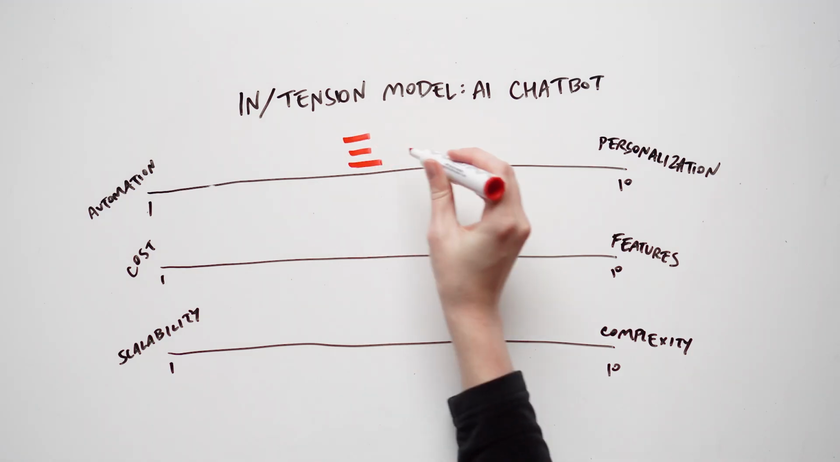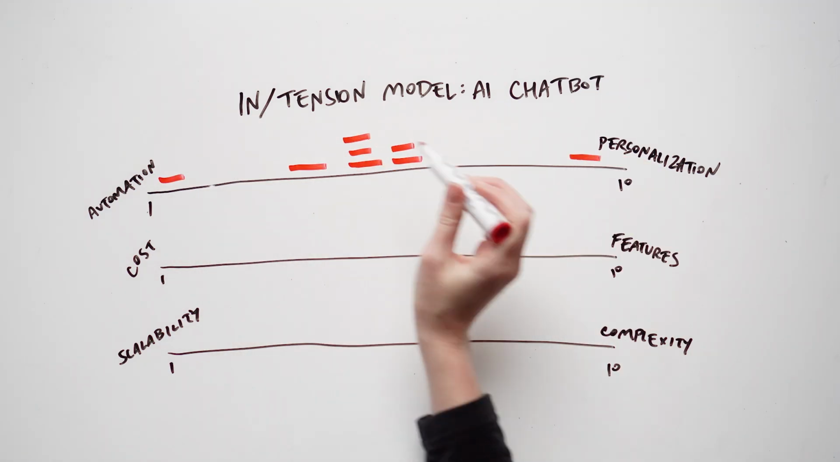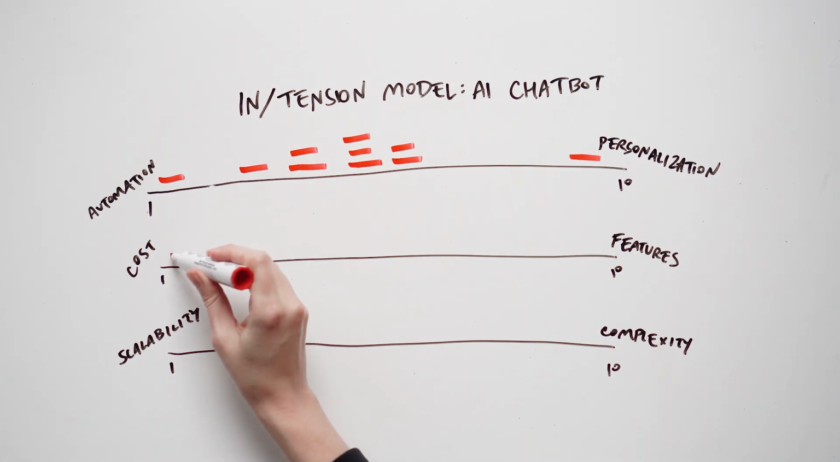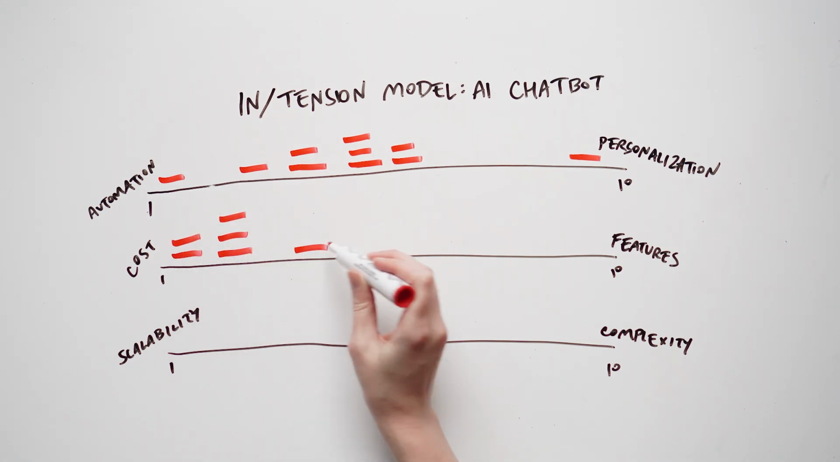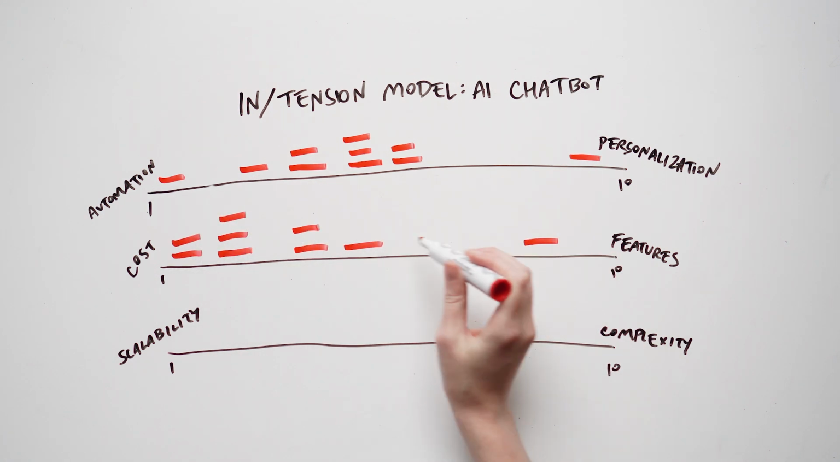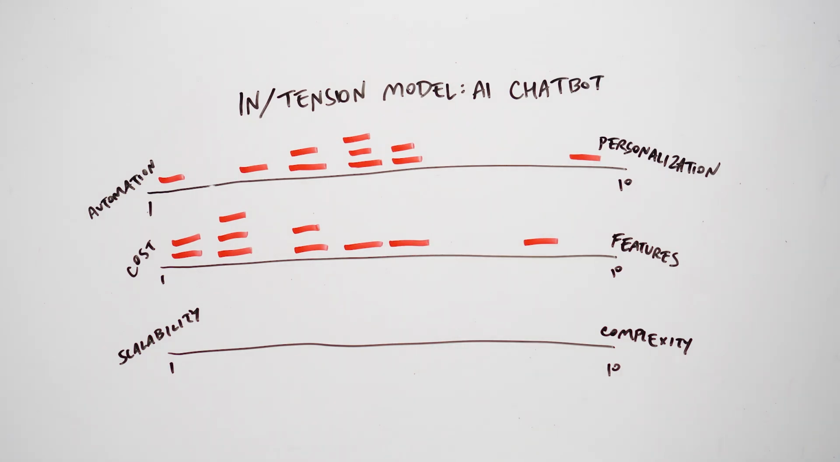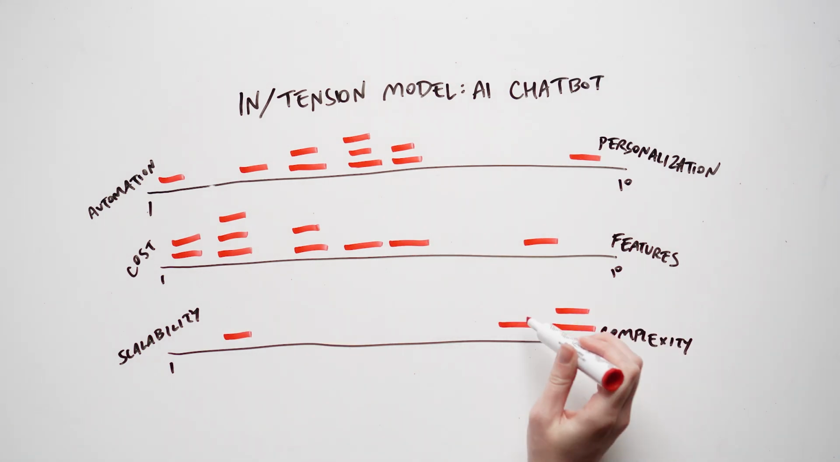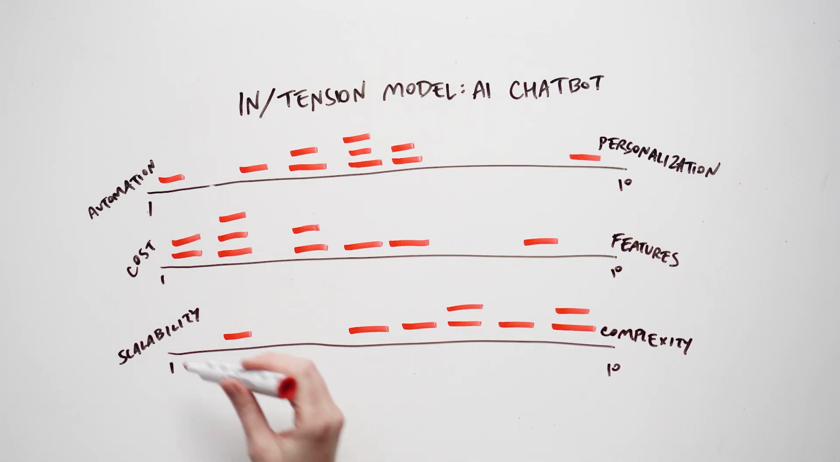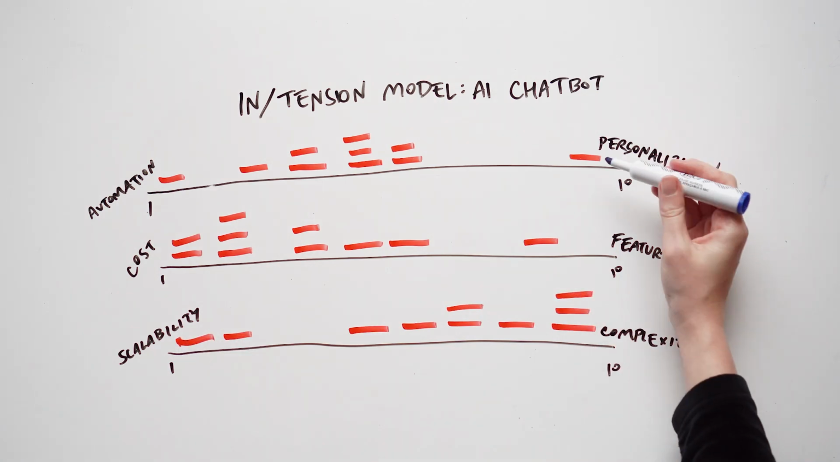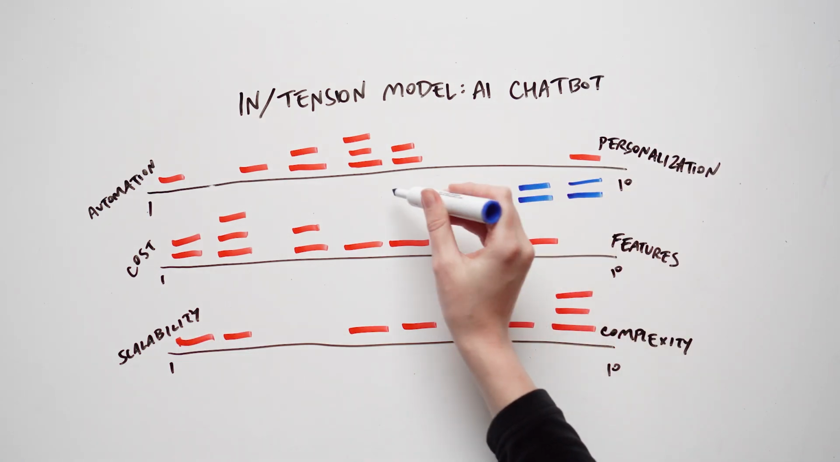Our next step is to visualize these tensions. You can think of each tension as a continuum, automation at one end and personalization at the other, for example. Plot your organization on the continuum with respect to where you are now and where you want to be in the future. If, for example, you are heavily reliant on automation, but would like to move to a more personalized model, the gap will be shown in your diagram.